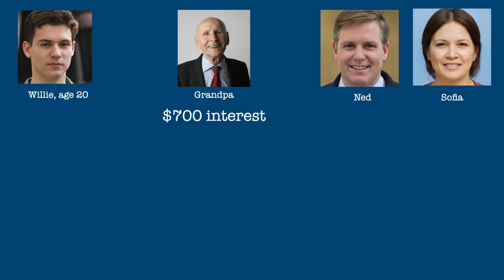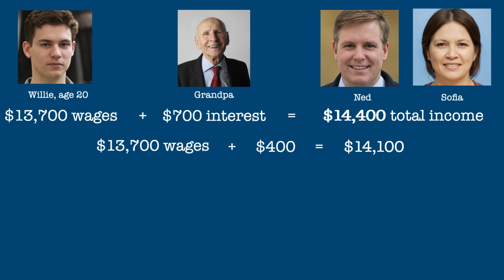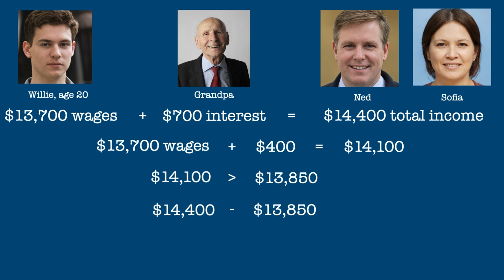Now let's make Willie age 20 and a full-time college student, and as such, still claimable by Ned and Sofia as their dependent. Now let's give Willie a job where he earned $13,700 plus his $700 in interest. To calculate Willie's standard deduction in this case, his earned income of $13,700 is added to $400, yielding $14,100. However, Willie's standard deduction cannot exceed the amount for a single taxpayer, which is $13,850. Subtracting this amount from Willie's total income results in a taxable income of $550.